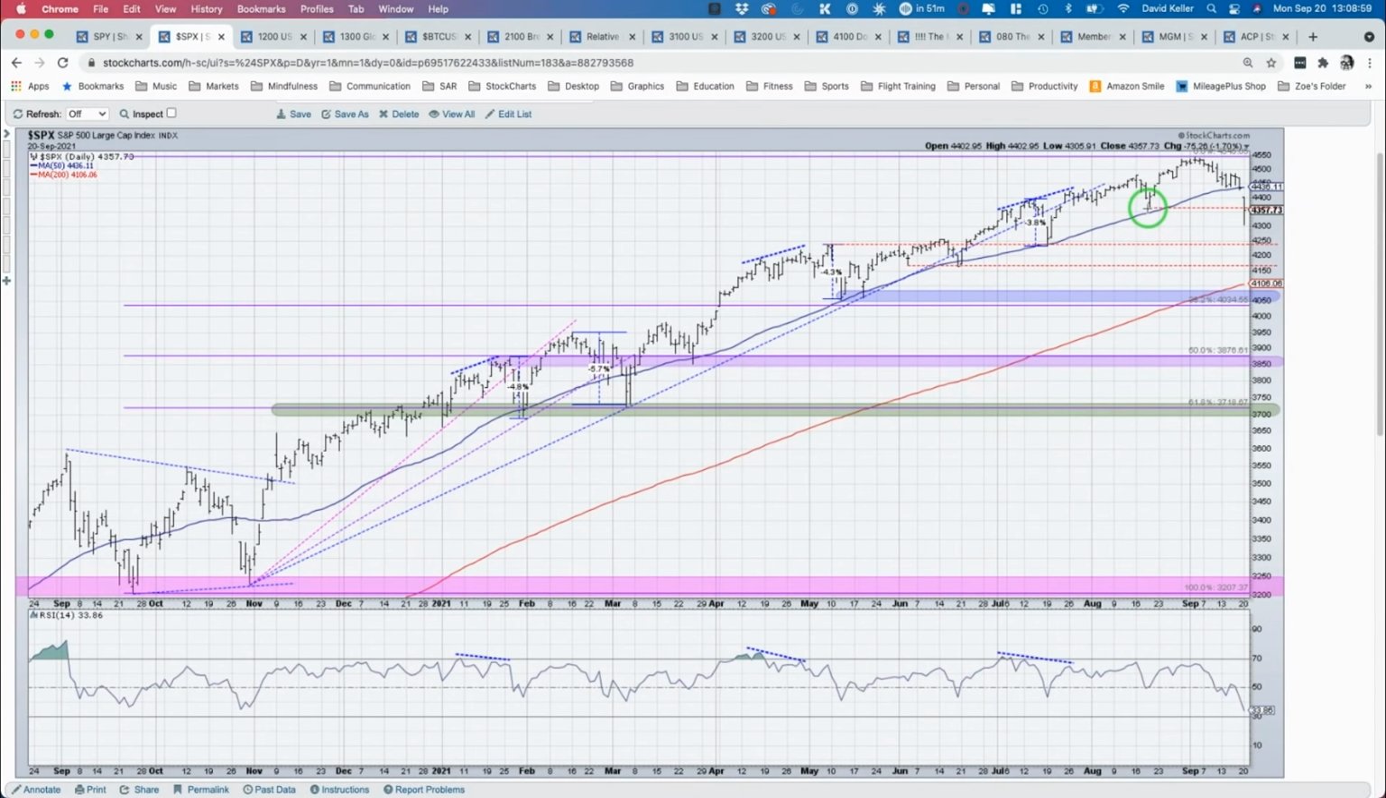Step two, do we hold the August lows? And we're just closing below that today, with the gap on the open to 4,400, the move lower below that support level. We're now potentially breaking that down. I would need to see a follow-through day tomorrow to confirm that breakdown. But that would be the second point.